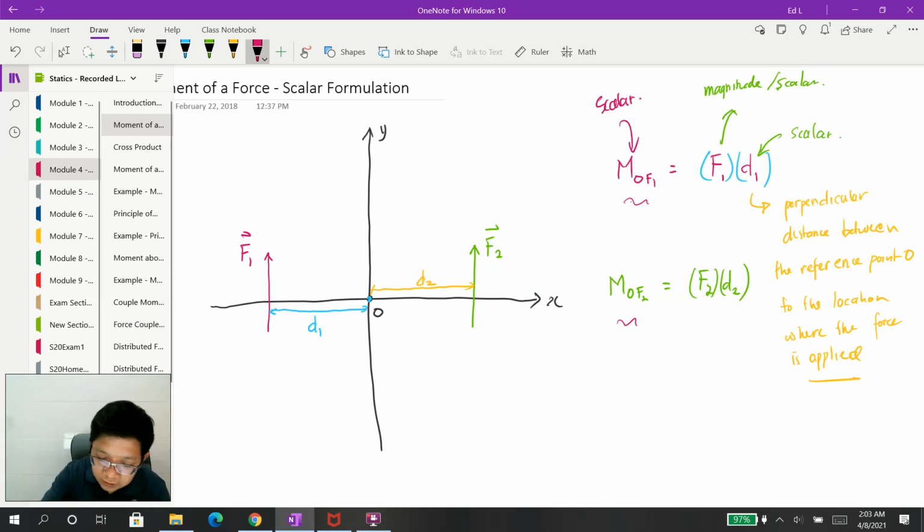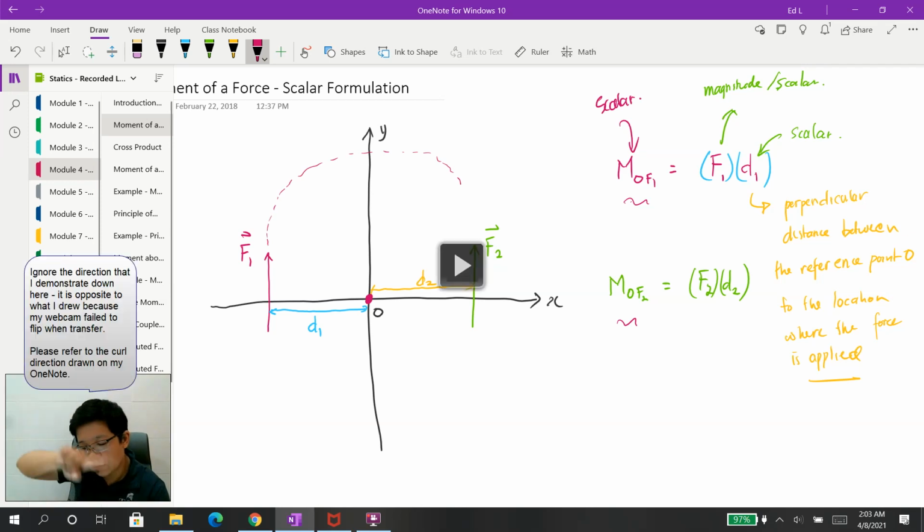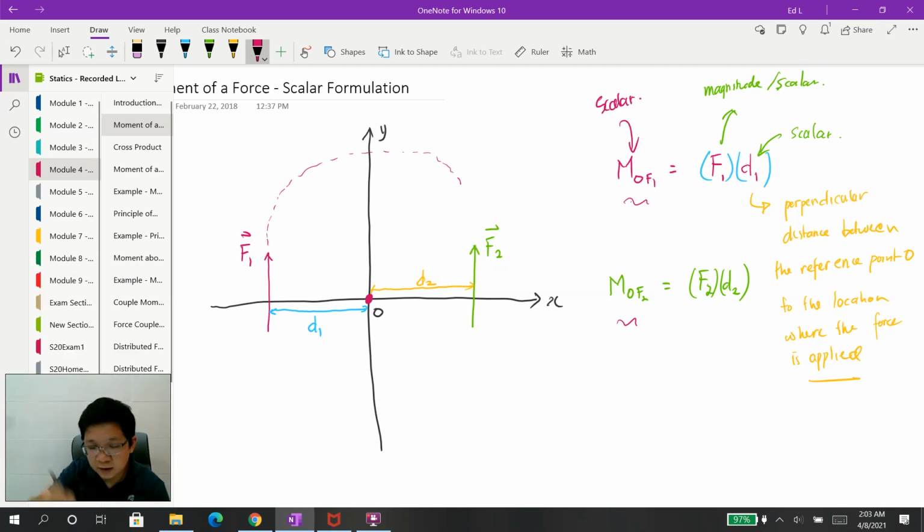Okay, so in this case, we have the force F1 with respect to the reference point O. If you try to draw a curve surrounding the reference point from the direction of where the force is going, the curve wraps around point O in a clockwise manner.